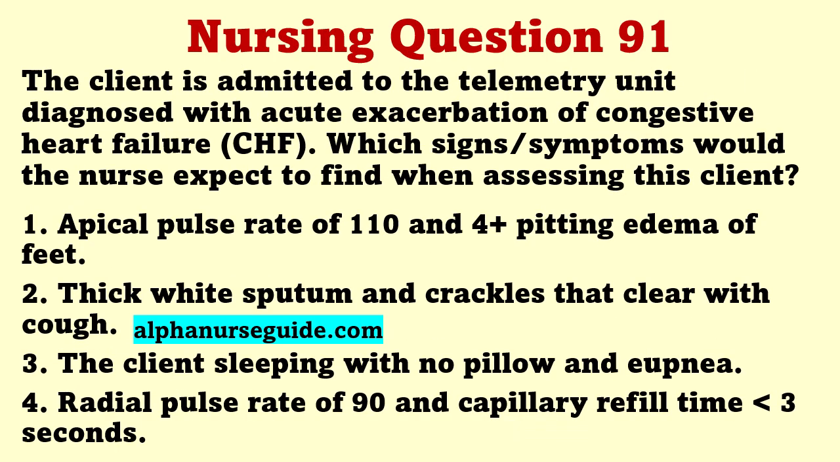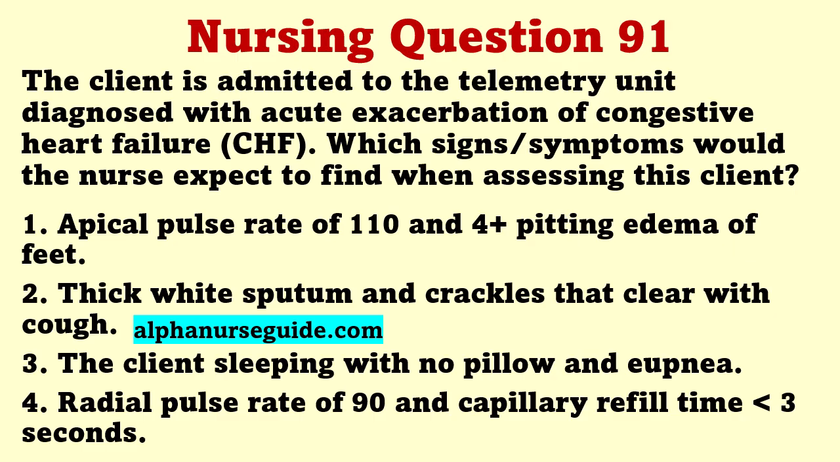The client is admitted to the telemetry unit diagnosed with acute exacerbation of congestive heart failure. Which signs and symptoms would the nurse expect to find when assessing this client? 1. Apical pulse rate of 110 and 4 plus pitting edema of feet. 2. Thick white sputum and crackles that clear with cough. 3. The client sleeping with no pillow and eupnea. 4. Radial pulse rate of 90 and capillary refill time less than 3 seconds.